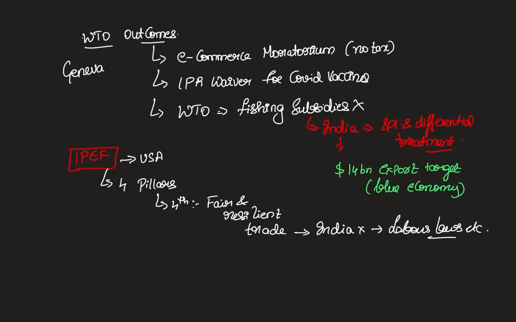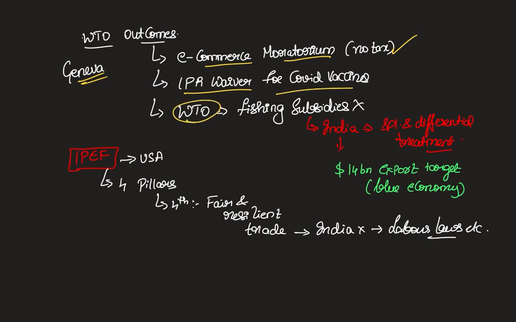Last topic, the WTO conference in Geneva and the outcomes. Not much happened on this front. There is an e-commerce moratorium which is continued till 2024. Basically, rich countries wanted to stop taxes on e-commerce. Countries like India and South Africa wanted to have this tax because they can tax e-commerce companies like Amazon and raise some revenue. But that has not happened. Secondly, there is an IPR waiver for COVID vaccines, meaning poor countries can access COVID vaccines at a low cost.